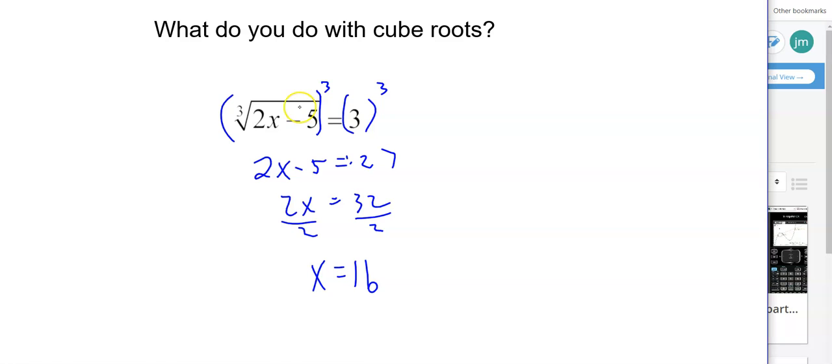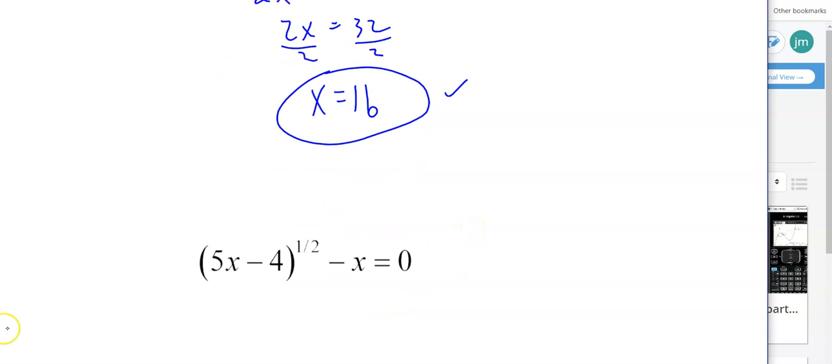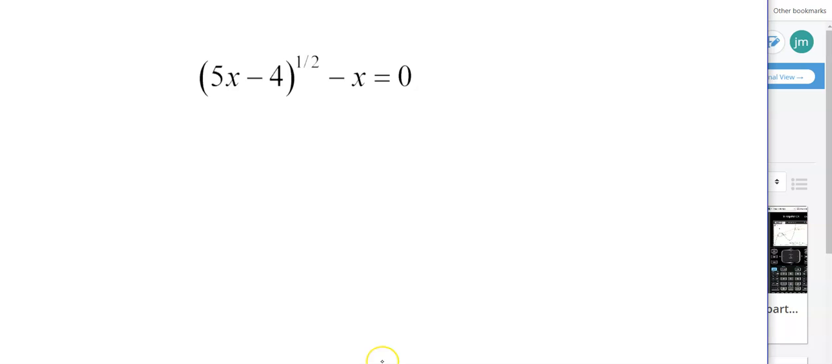You don't have to check your work. It's not a bad idea. It's never a bad idea to check your work. But the reason you don't have to check is because you can't get an extraneous solution when it's a cube root. You can with square roots or even roots, but not with odd roots. So if I check this, 32 minus 5 is 27, cube root of 27 is 3, it does work. You can check it. It's not a bad idea, but you don't have to check it. There's a difference between those two things.